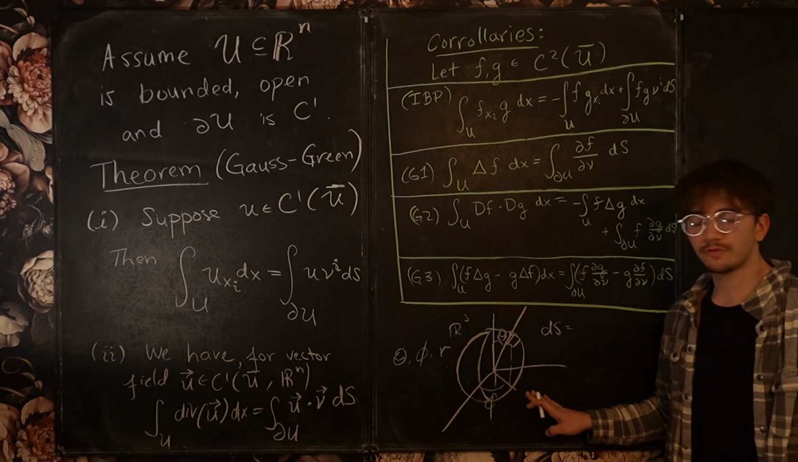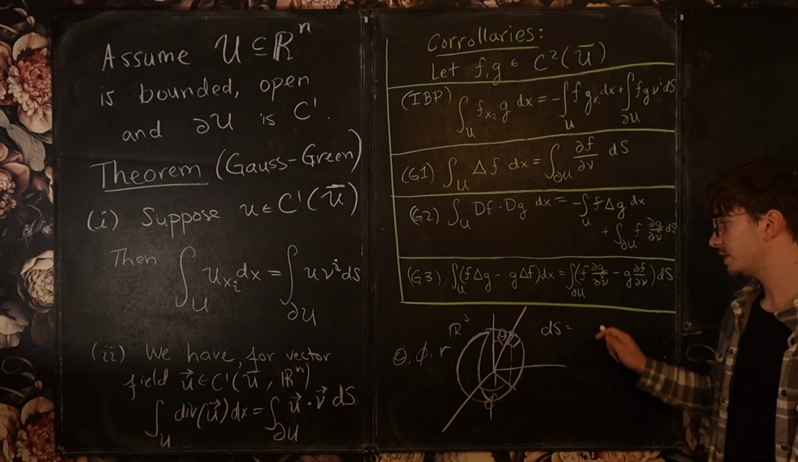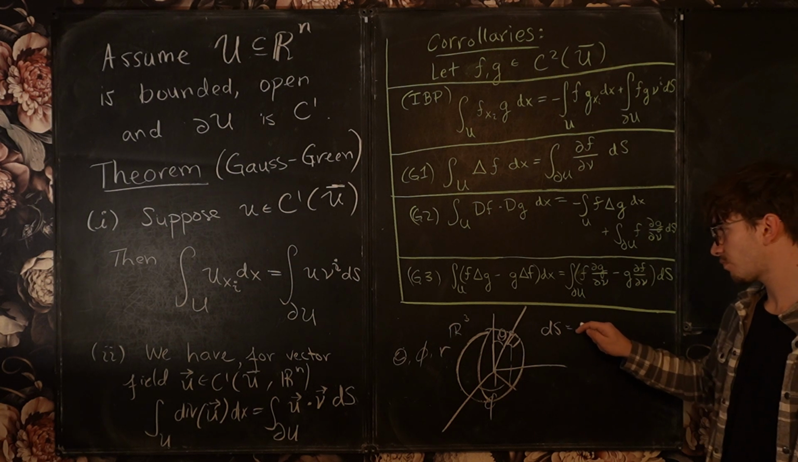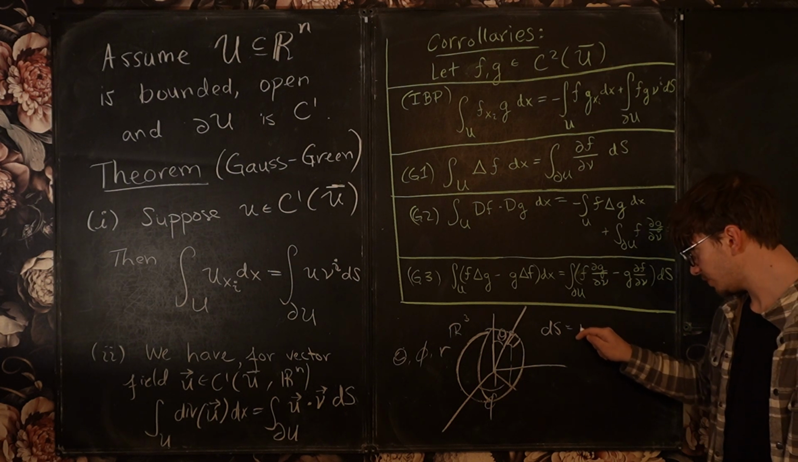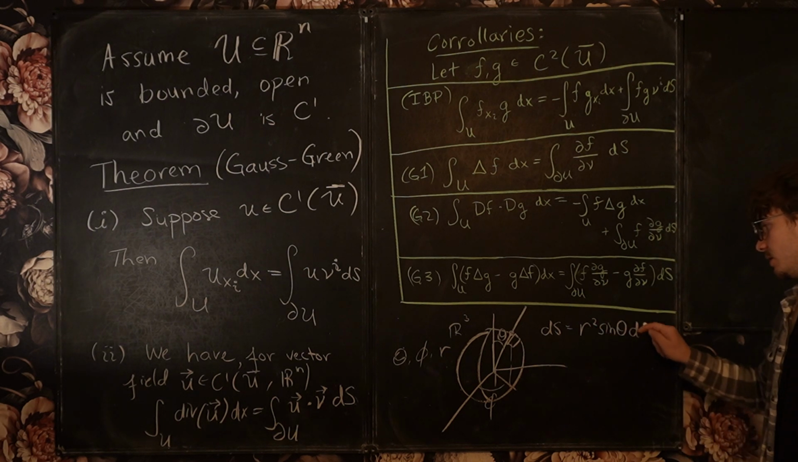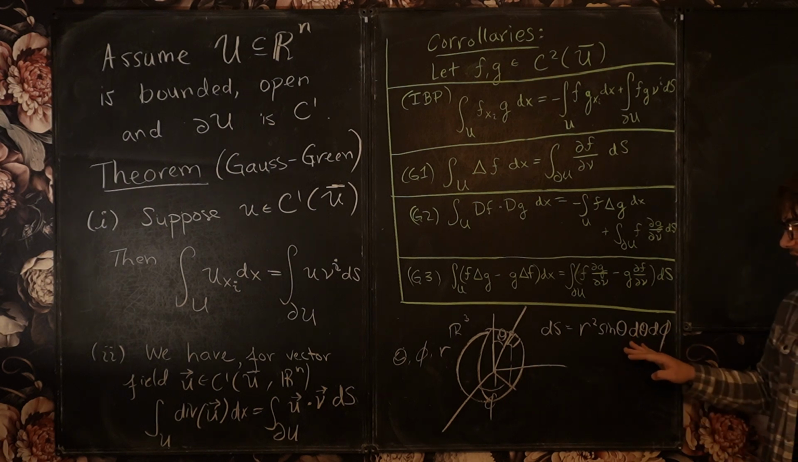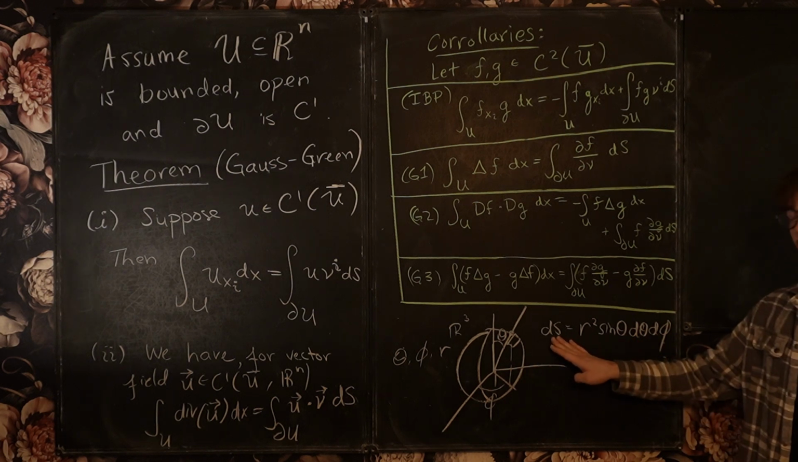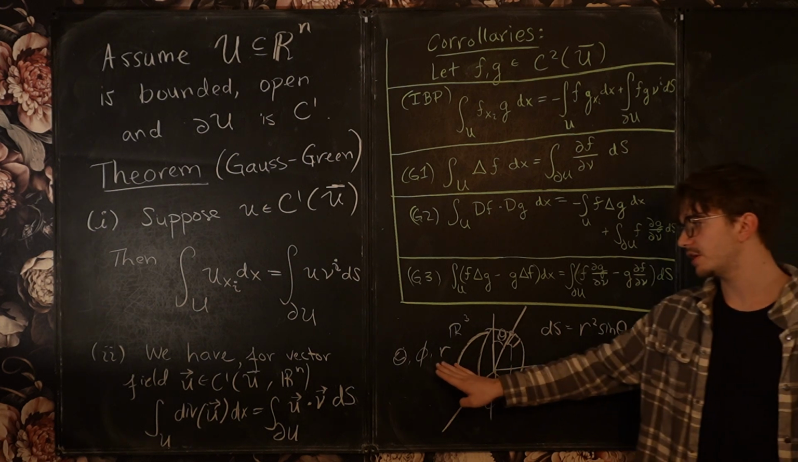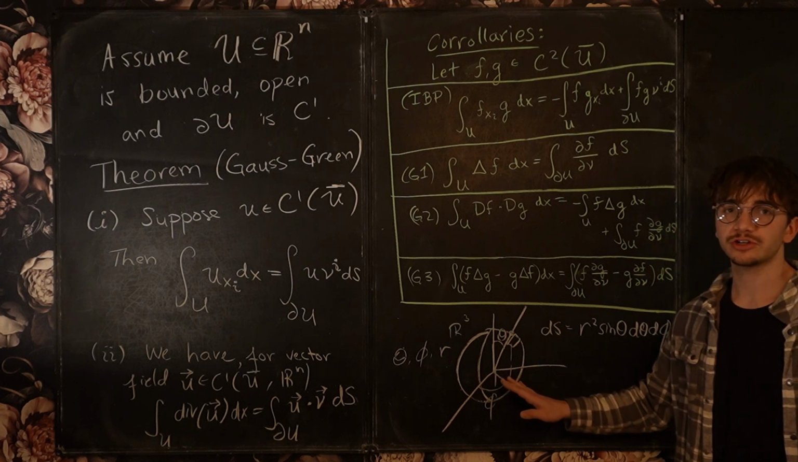Then we know from calculus 3 that this area element is going to be r squared sine theta d theta d phi, okay? And the way you derive this equation for the area element dS depends on the coordinate system that you're using, and it depends on the equations for your surface, okay?